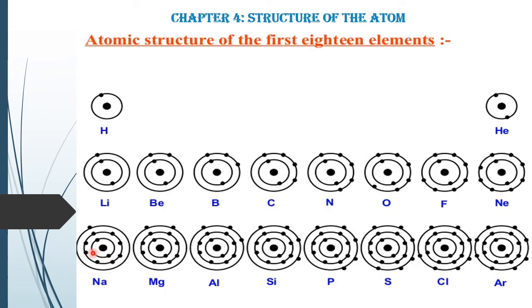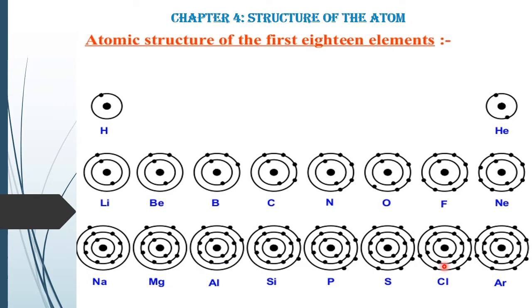Now we come to sodium. 2 electrons in the first shell, 8 electrons in the second shell. It is full, so the 11th electron is put in the third shell. Aluminium: first shell has 2 electrons, second shell has 8 electrons, third shell has 3 electrons, 2, 8 and 3.